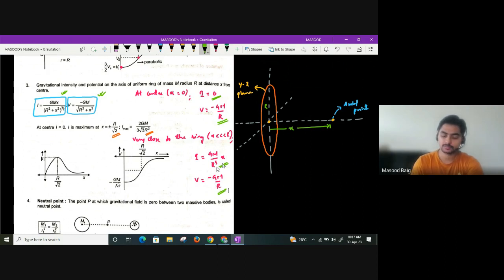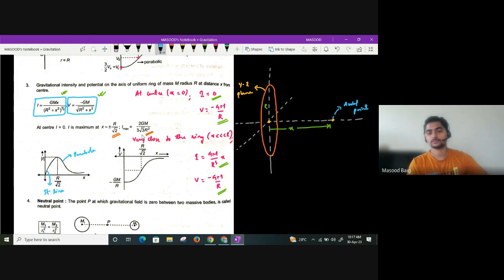So you can see here again, near to the ring, it will follow a straight line. Away from the ring, it is going to follow a parabola. So where will that field be maximum? It will be maximum at x is equal to r by root 2. Also here, on the backside, x is equal to minus r by root 2. How much will that be? 2 GM divided by 3 root 3 r square.